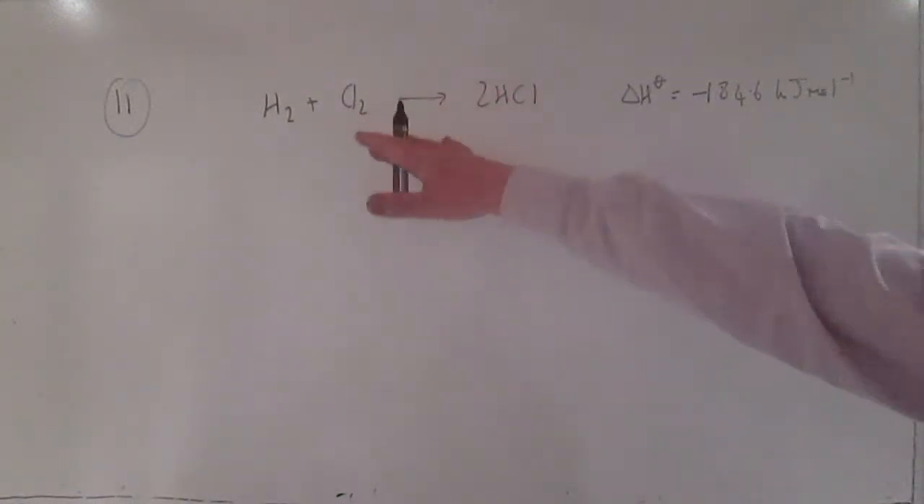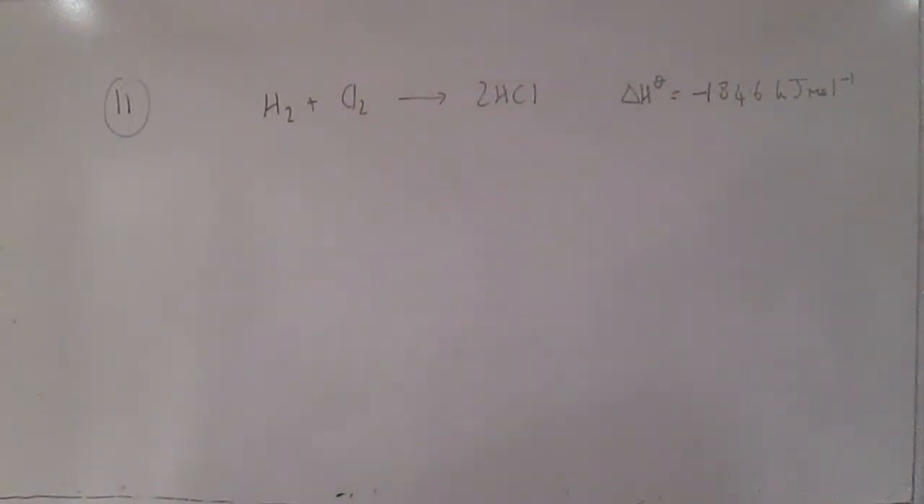So question 11, we've got this reaction. This is the enthalpy change, and it wants to know which of these statements is true. So first of all, is less energy released on bond making than is taken in during bond breaking?